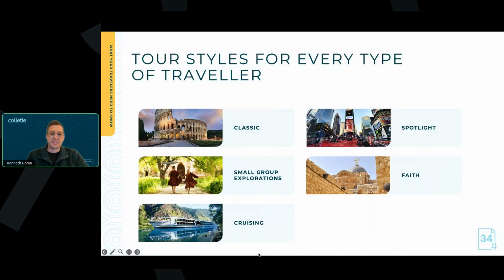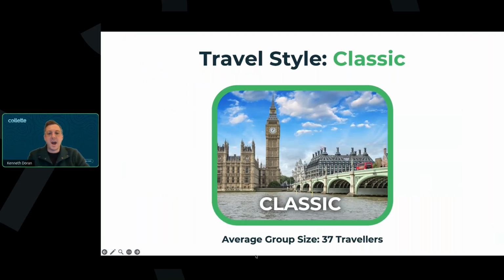Here are our travel styles. So we do have our classic tours. We have our small group explorations, cruising, spotlight tours, and our faith-based tours. So very quick, high level. You'll learn more about this in the learning modules, but our classics are really to see those iconic destinations. We do include skip the lines and things like that for these tours. That way, you're checking off those bucket list items no matter what. Average about 37 travelers, and these cap at 44. So you're essentially looking at a full coach.